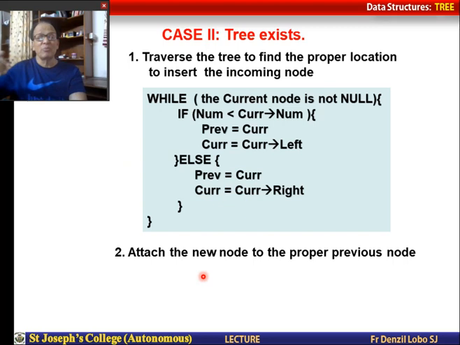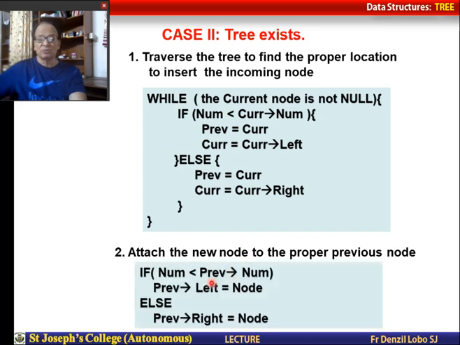Then what? I come to a place where current points to null, and therefore the previous node is there. So I attach the incoming node either to the right or left, depending on the value of the number, the data item on the new node. So then what do I do? As long as current is not null, so automatically when you come out of this, current is null but previous has a value.